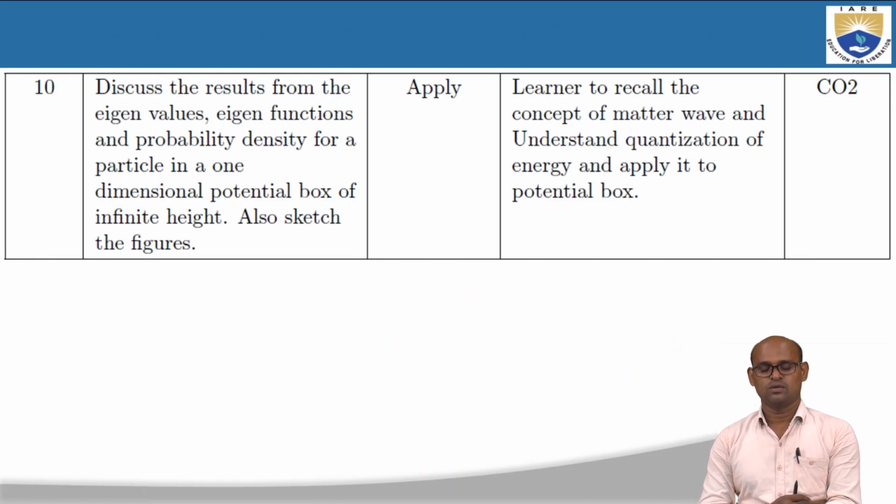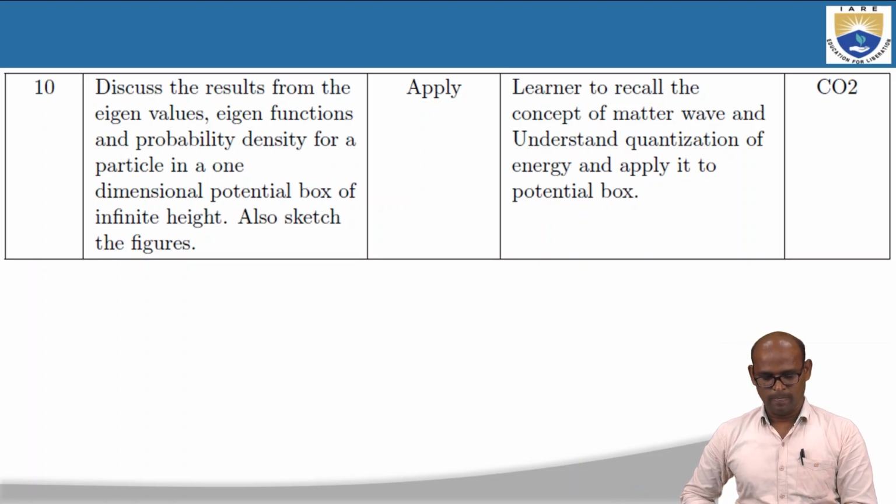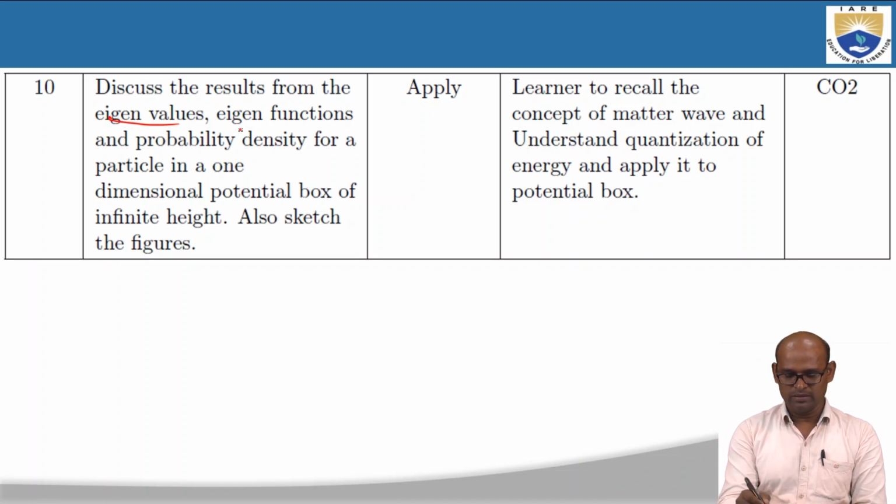So the last question is: discuss the results from the eigenvalues, eigenfunctions and probability density for a particle in a one-dimensional potential box of infinite height. Also sketch the figures. So we have already done this particle trapped in an infinite potential box, except that here they are asking us to calculate eigenvalues and eigenfunctions, right?